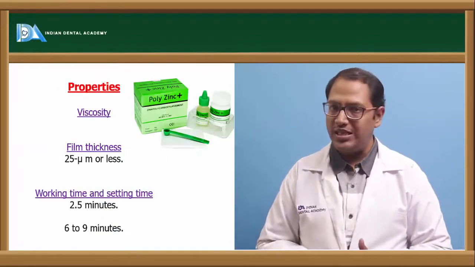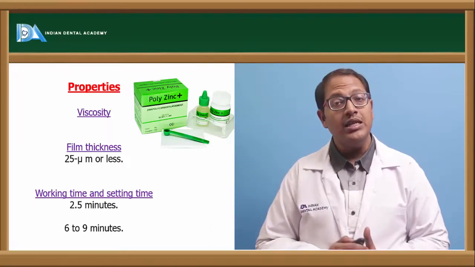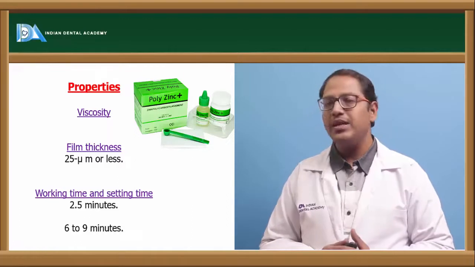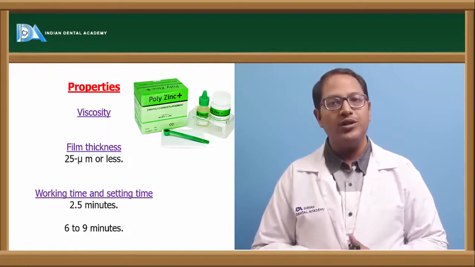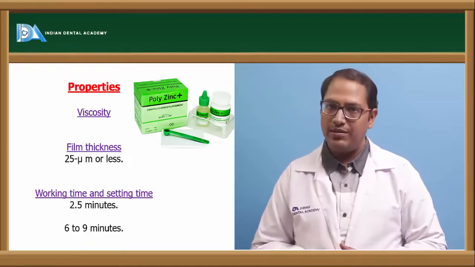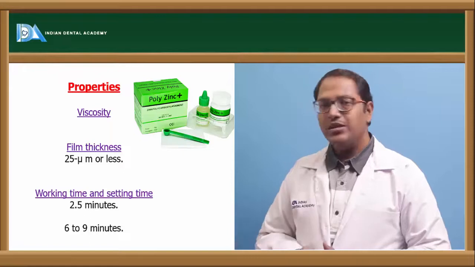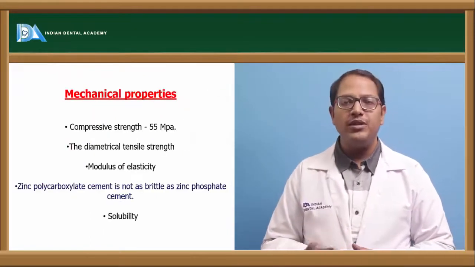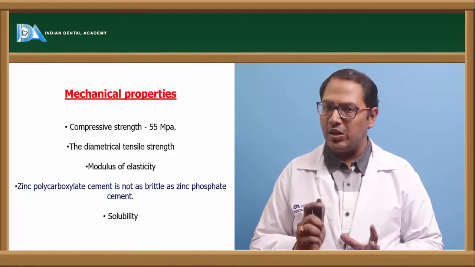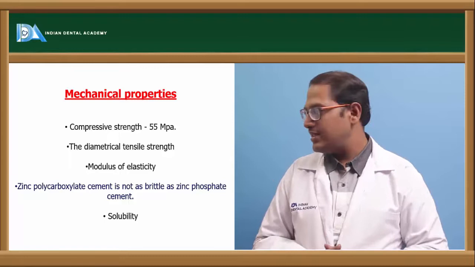Coming to the properties of the zinc polycarboxylate cement. Film thickness, yes, of course remains 25 micrometer, even less than that. The working time we get is 2.5 minutes, and the setting time is 6 to 9 minutes. Coming to the mechanical properties, before that we will discuss the viscosity. It has low viscosity for sure, but the solubility is a little high in this case as well.